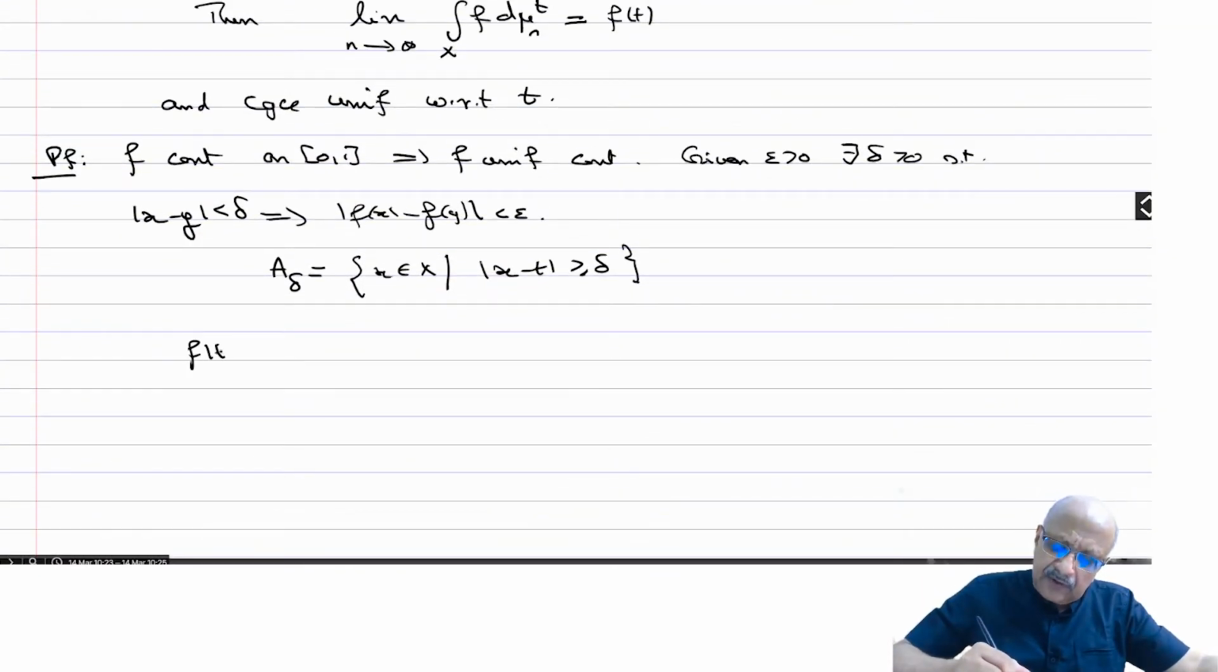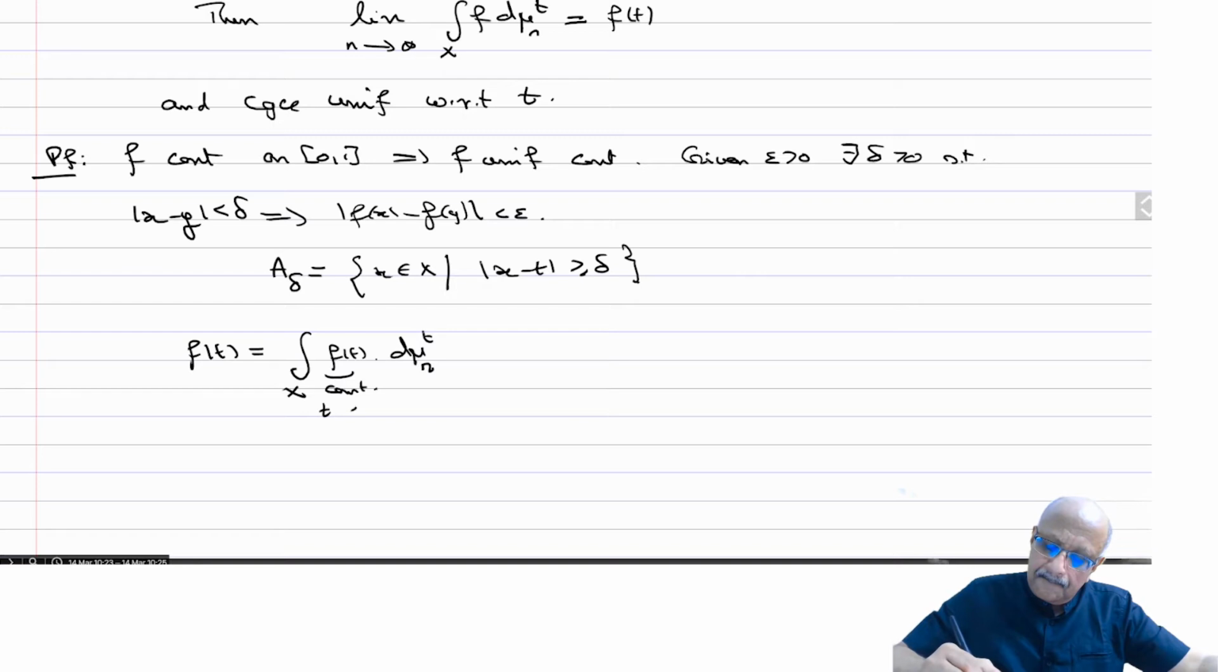Now f of t is a constant, so this is equal to the integral of f of t d mu n t. f of t is just a number, and this is with respect to x, so this is a constant. Now we are going to take the modulus of the integral over x of f d mu n t minus f of t.